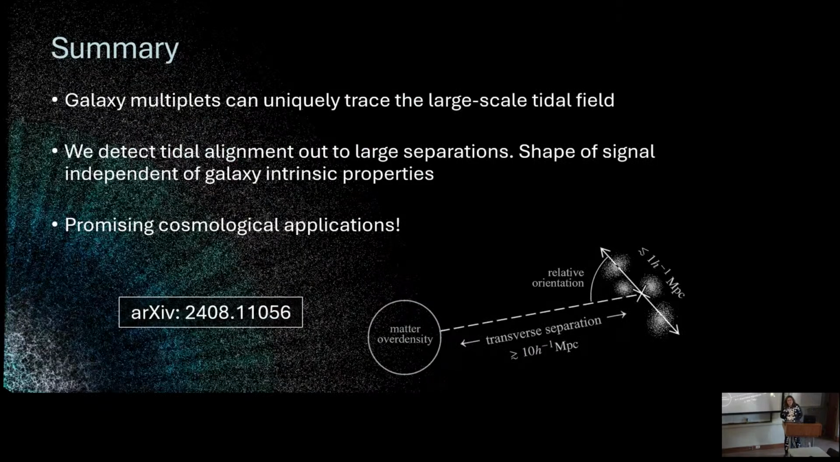So overall, galaxy multiplets can uniquely trace the large-scale tidal field in a way which is independent of the most common issues associated with using alignments of individual galaxies. This has promising cosmological applications, but overall, I think it's just a really interesting demonstration that even well into the nonlinear regime of formation, galaxies preserve some interpretable memory of their cosmological origin through tidal fields generated from the largest structures in the universe.